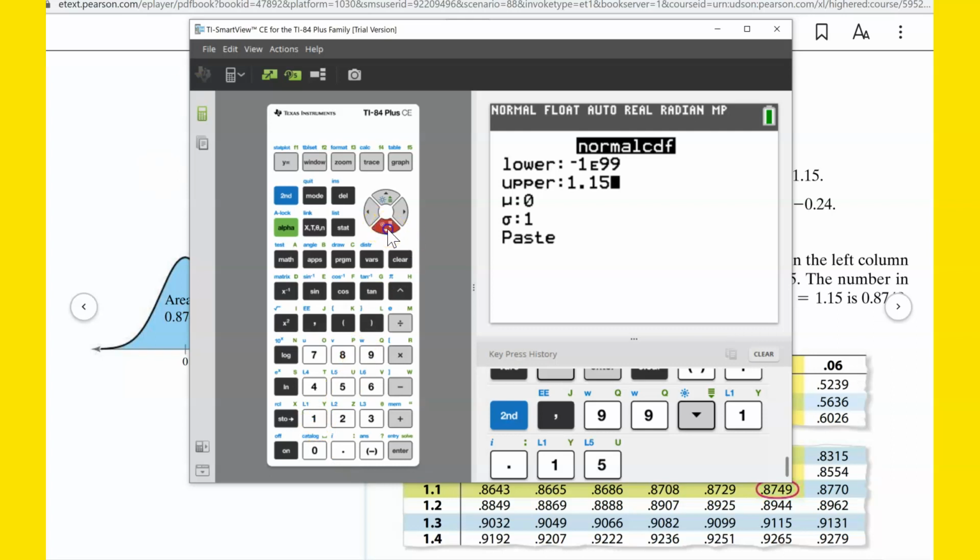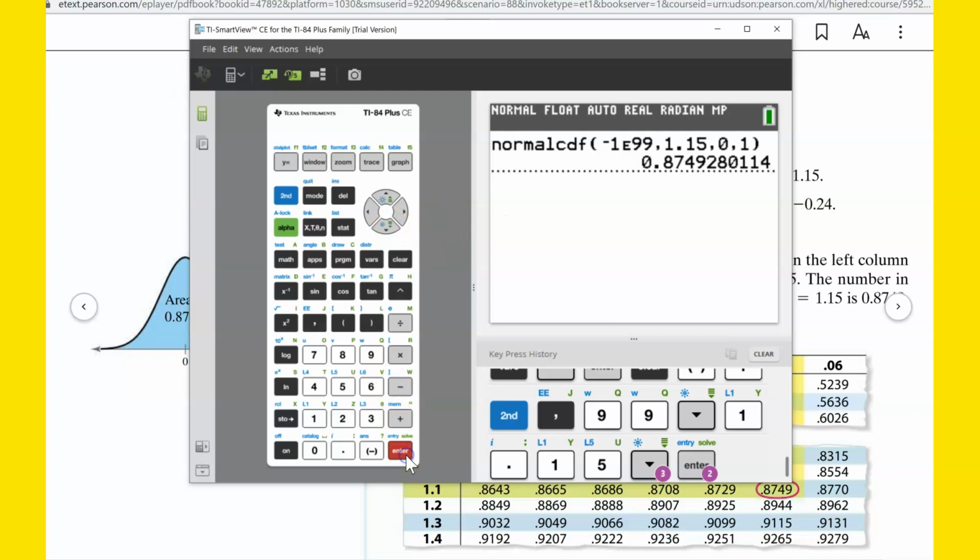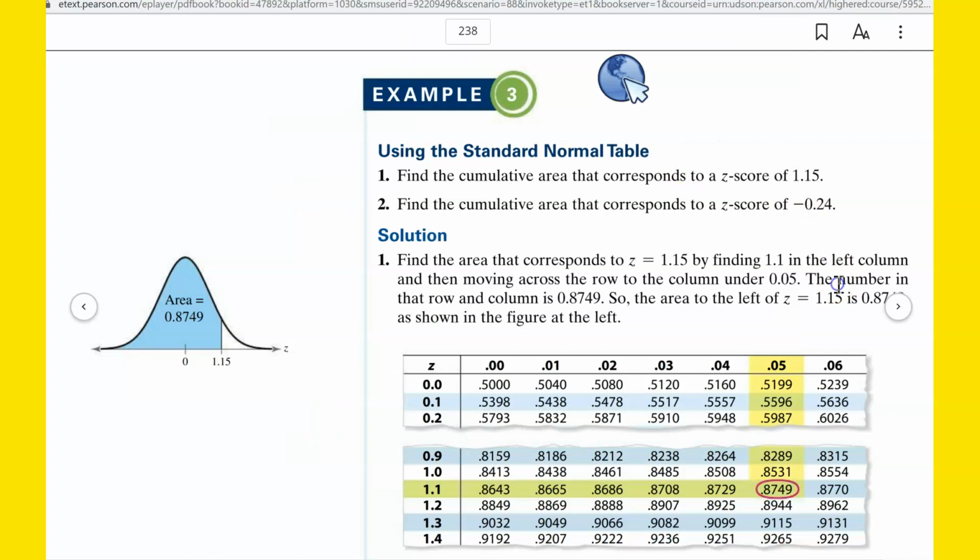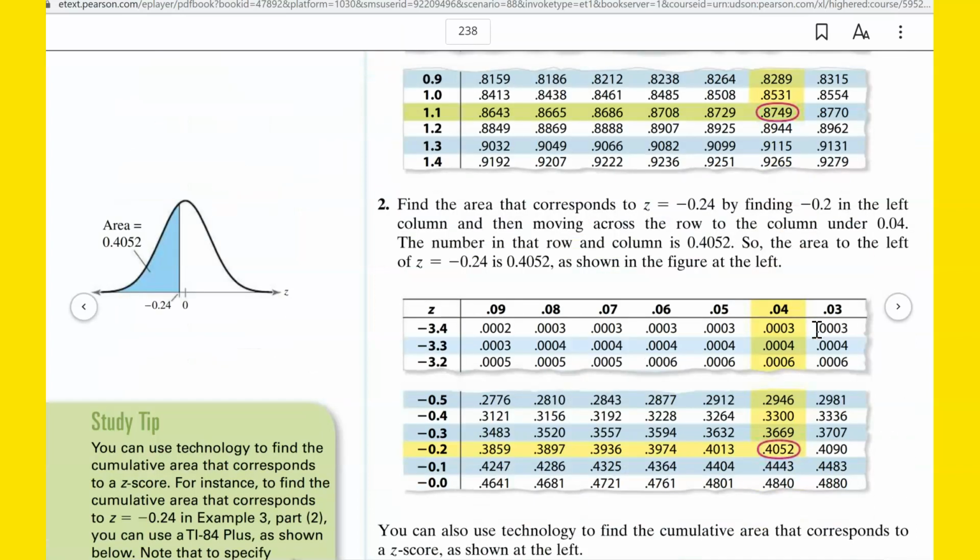The mean for the standard normal distribution is 0. The sigma, the standard deviation for the standard normal distribution, is 1. So we leave that at 0 and 1, and we click paste, and that will tell us the answer, 0.8749.